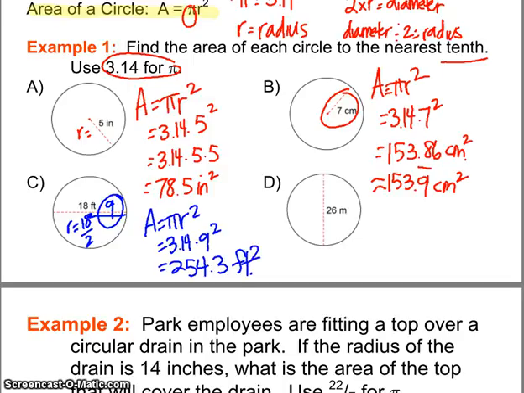and our units are square feet. Okay. Looking at D, once again, the diameter is given to us, so half of the diameter would be 13, which is the radius. So our formula, A equals pi r squared. Pi is 3.14 multiplied by our radius, which is 13 squared. Okay. Go ahead and multiply that out.